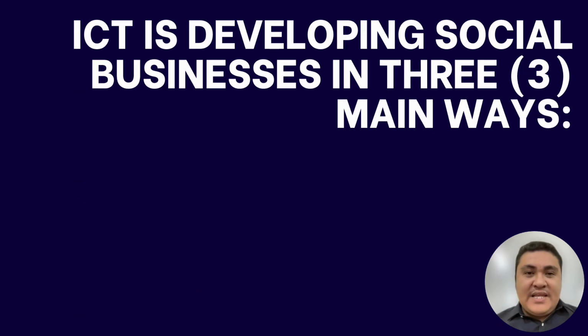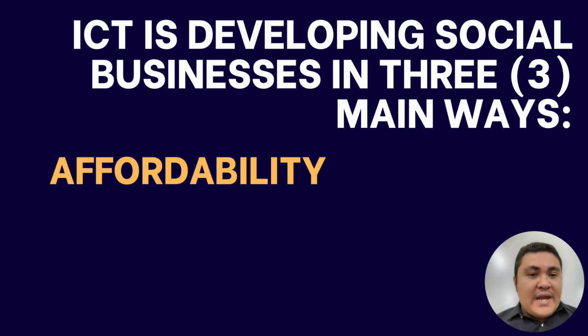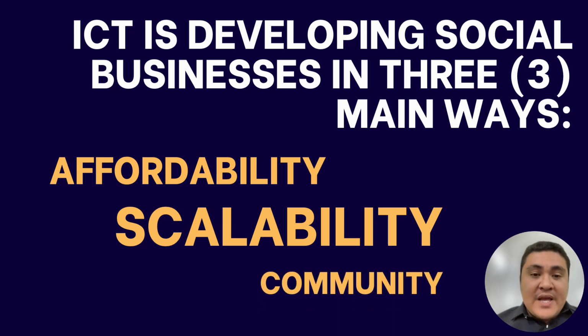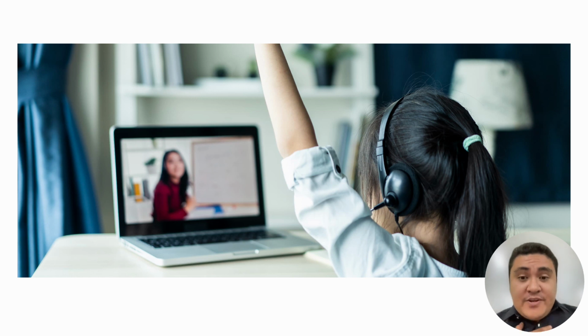You also have it here. ICT is actually developing social businesses in three main ways. The first one is affordability. You also have scalability, and of course, you have community. Let's start first with affordability. So affordability, it talks about lower costs, lesser expenses, ganyan, di ba?